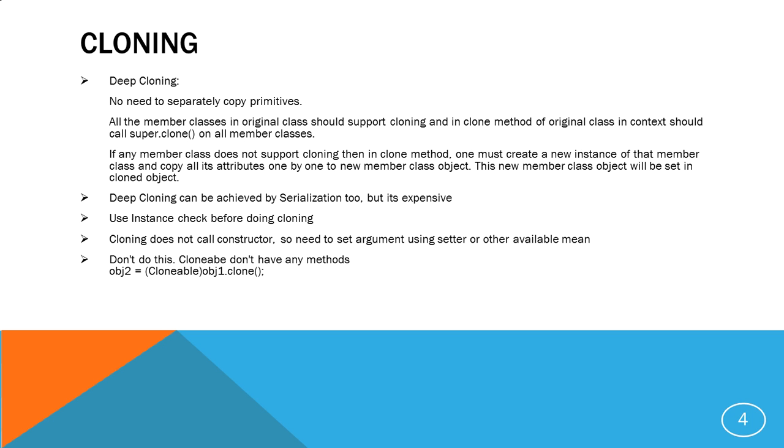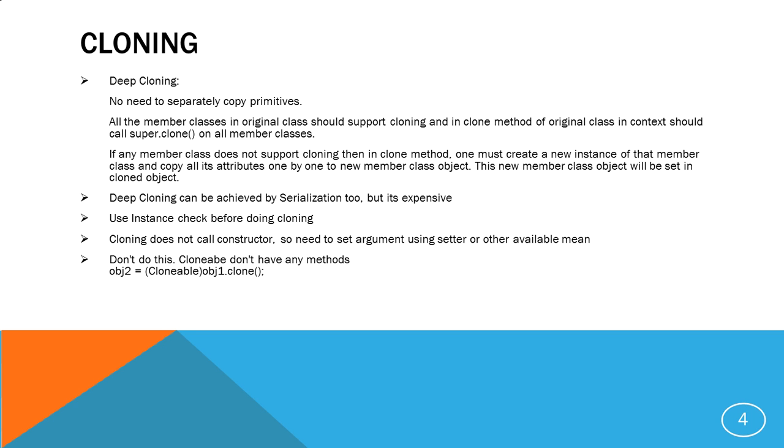So deep cloning, no need to separately copy primitives. Whenever we do the cloning, whatever primitive types there are will be automatically copied to the new object. All the member classes in the original class should support cloning, and in the clone method, the original class should call super.clone on all member classes.